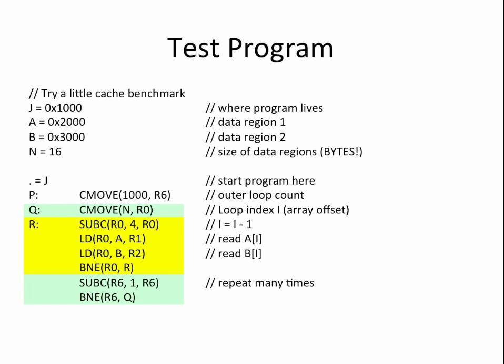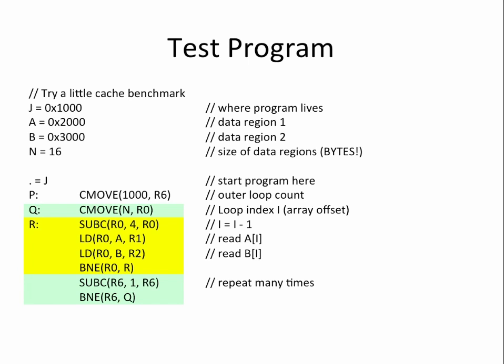Since the last element of the array is stored at location N-4, the first step of the inner loop is to decrement R0 by 4. R1 is then loaded with the value at address A plus N minus 4, which is the address of A of 3 because array indices begin at 0.